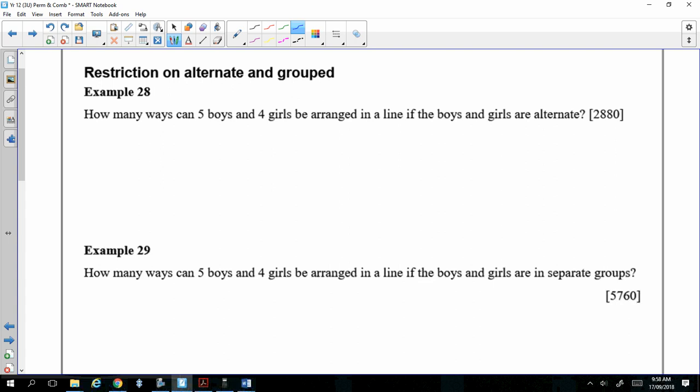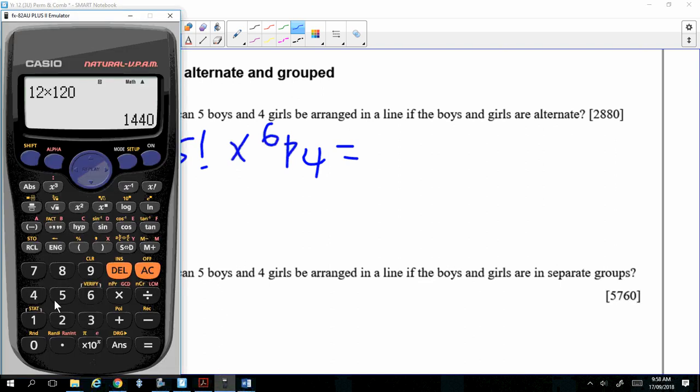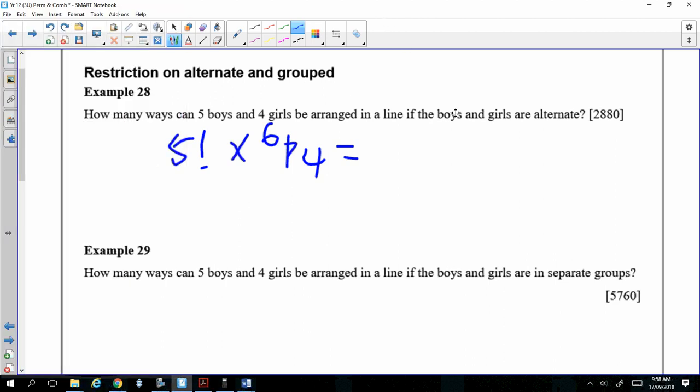So did you say 6p4? I don't think it works, but we'll just have a try. 5 factorial times 6p4 is 120, which is different. Now, why is it different? We've got to be careful here. It says alternate, so if you separate the girls in such a manner, B, B, B, B, and just put the girls here, there's a problem. They are not separated. It has to be alternate. So there's a difference between separated and alternate.